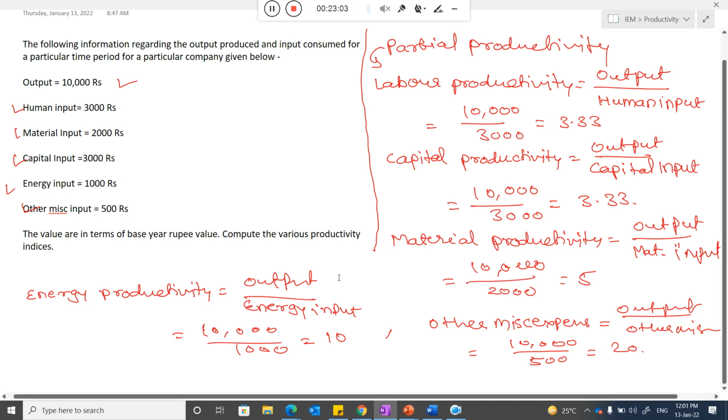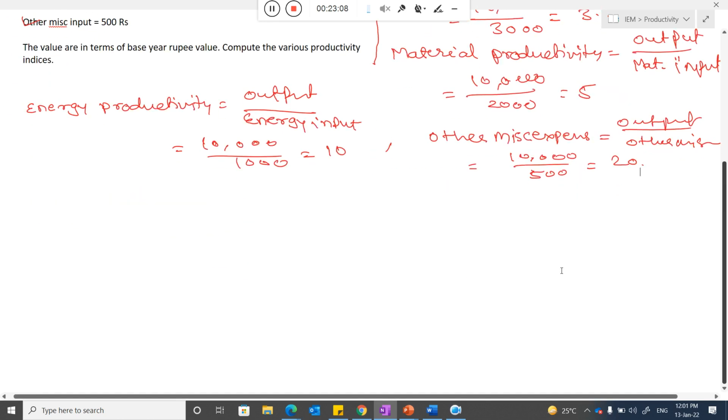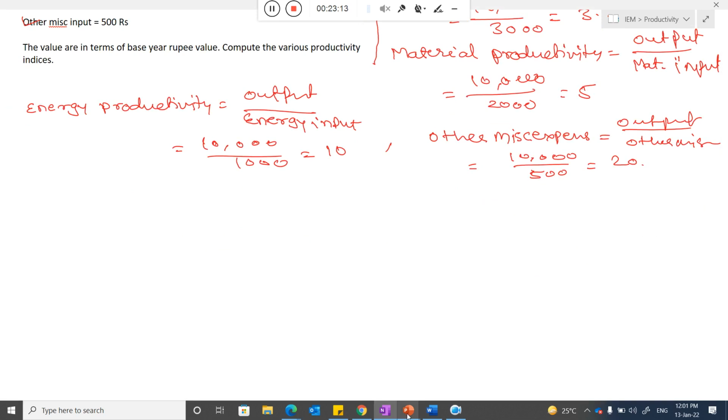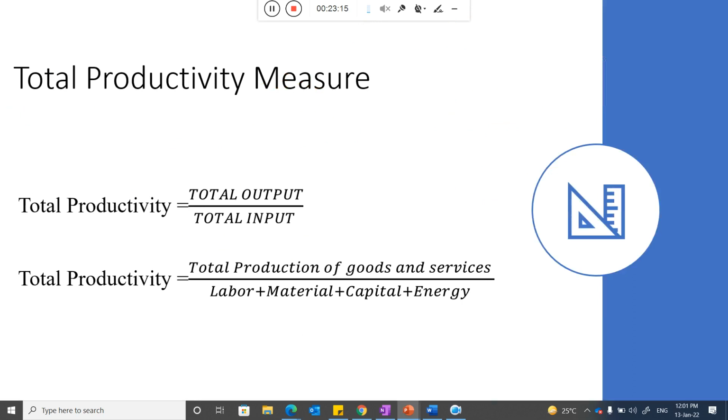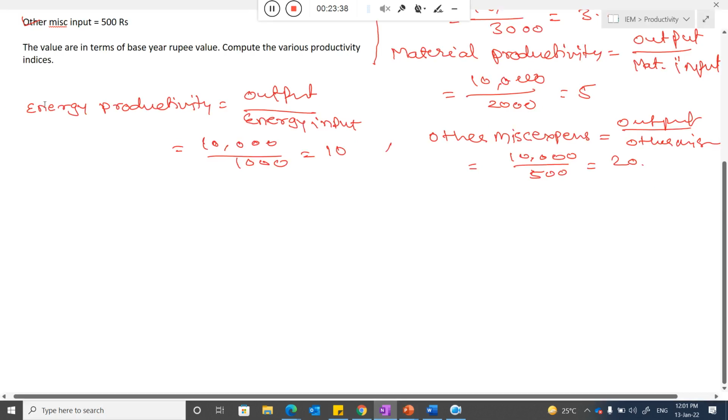Now the next point, how you calculate the total productivity. Maybe that is not mentioned here in the question, but I just want to calculate the total productivity. Why? Because I just discussed that. What is the total productivity? The total productivity is total production of goods and services, or you can say the total output divided by total input. I am not mentioning the unit, because it varies from organization to organization and person to person also. So okay, I go for the measurement of total productivity.